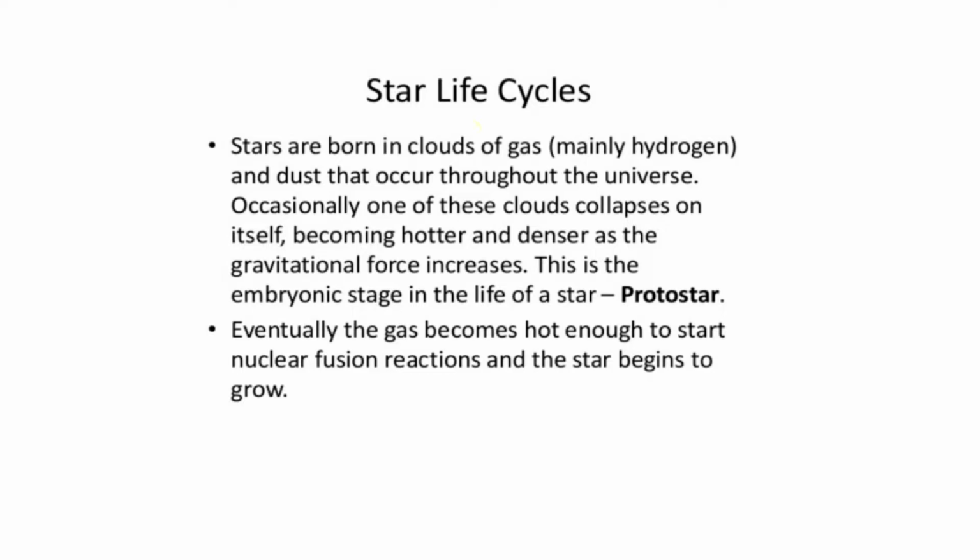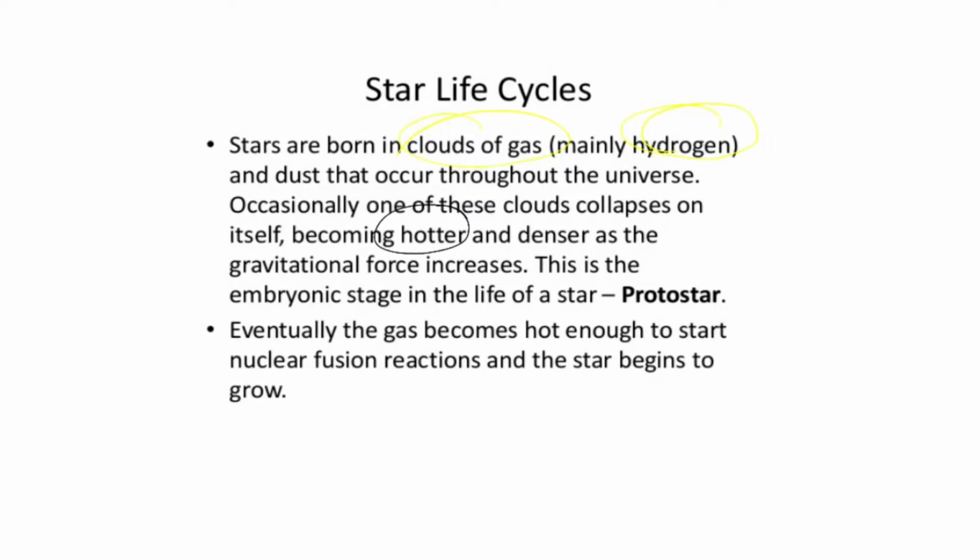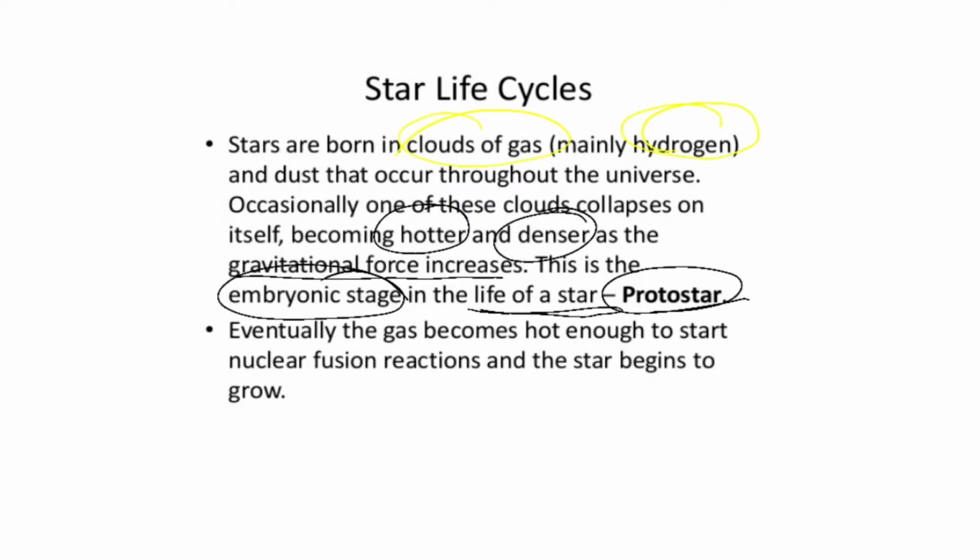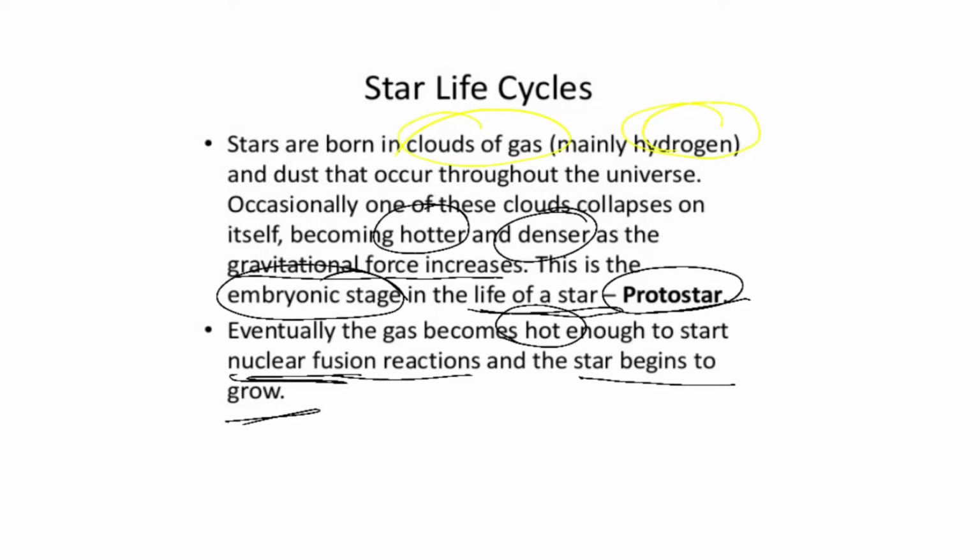Stars are born in clouds of gas, mainly hydrogen, and dust that occur throughout the universe. Occasionally, one of the clouds collapses on itself, becoming hotter and denser as the gravitational force increases. This is the embryonic stage of the life of a star. It's called a protostar. Eventually, the gas becomes hot enough to start nuclear fusion reactions, and the star begins to glow.